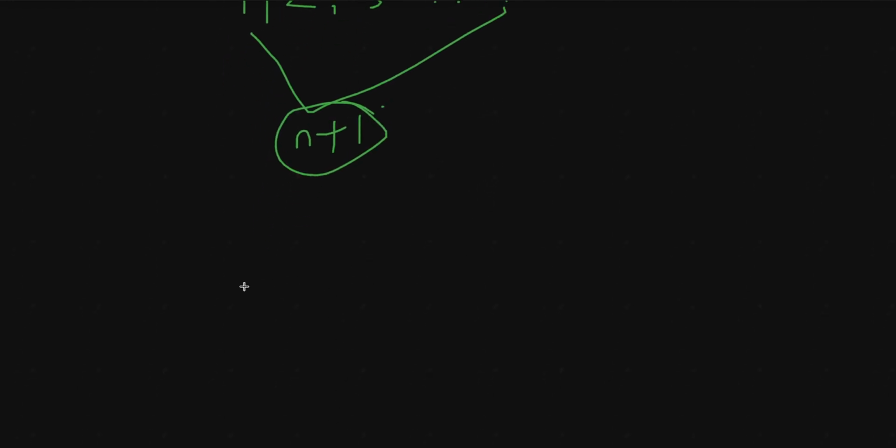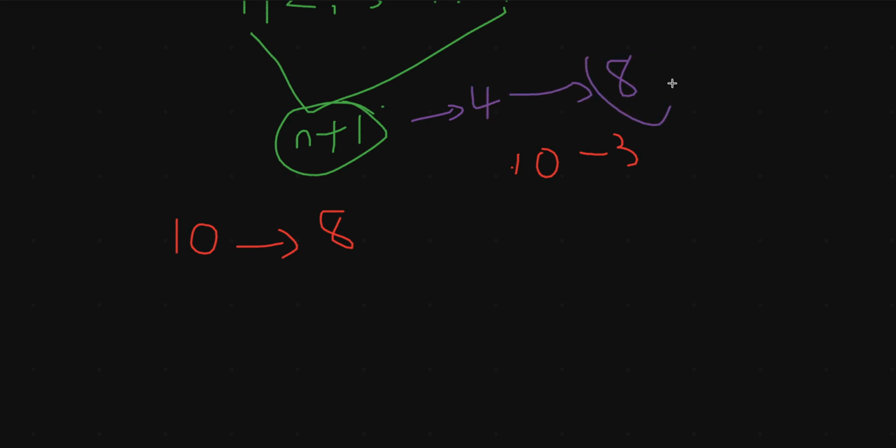So let's say we start with 10. In the 10 and 3 example, we have to keep it at a multiple of n plus 1, which is 4, right? What multiples of 4 do we have? We have 4 and 8, so we want to go to 8. To go to 8, we have to take 2, right?